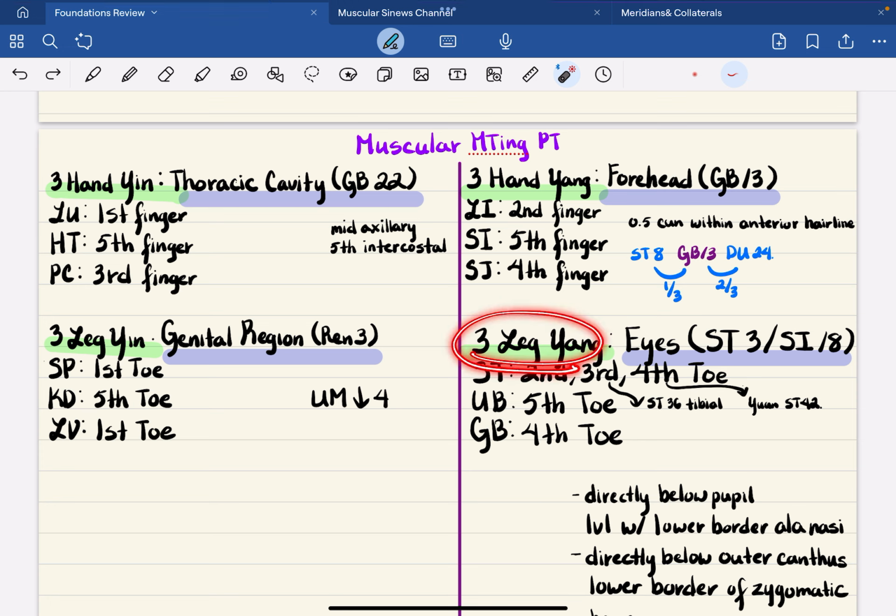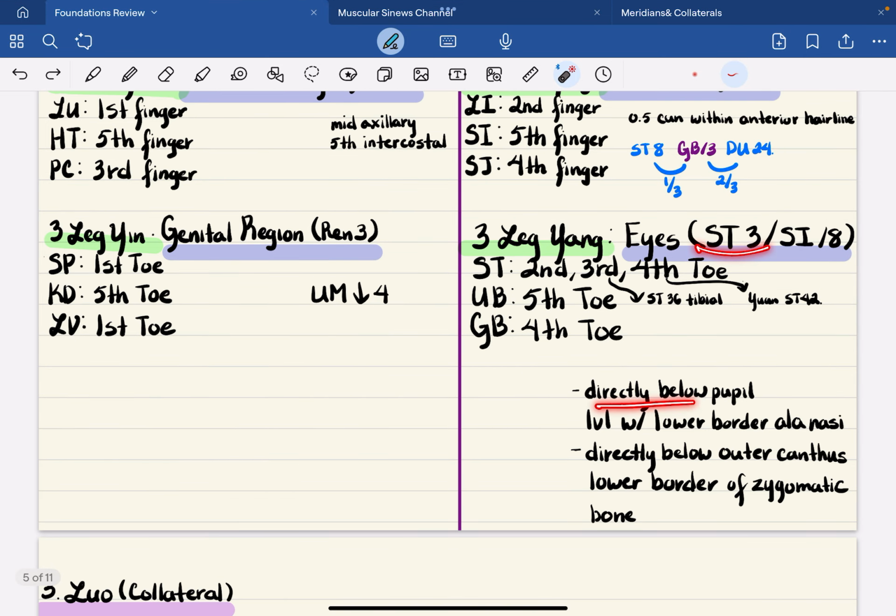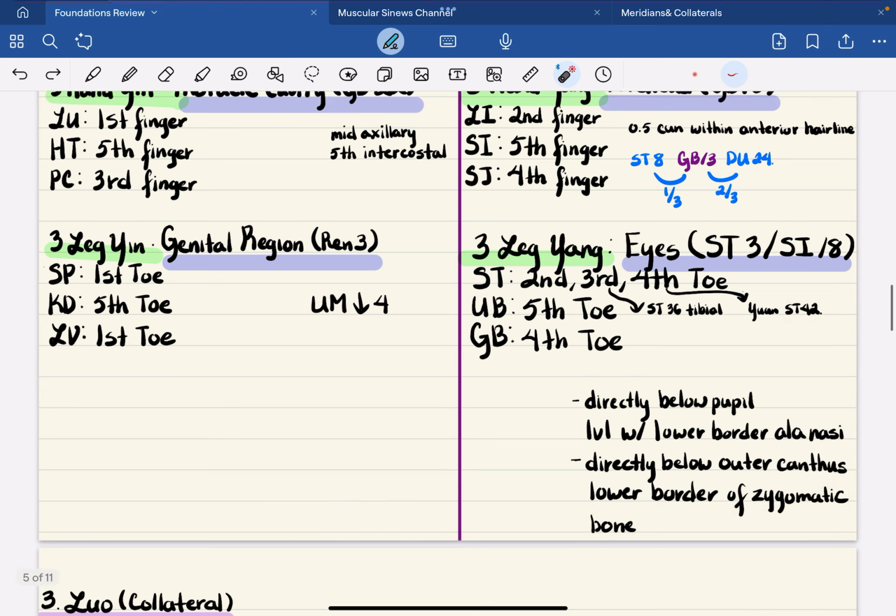And then where are the 3-leg yangs going to go? The eye area, right? So the eye area, this is more medial and this is more lateral, but we know where stomach 3 is and we know where SI18 is, right? So stomach 3 is directly below the pupil, right? Level with the border of the Li nazi. That's where stomach 3 is. SI18 is directly below the outer canthus, right? Lower border of the zygomatic bone. So that's how you recall.